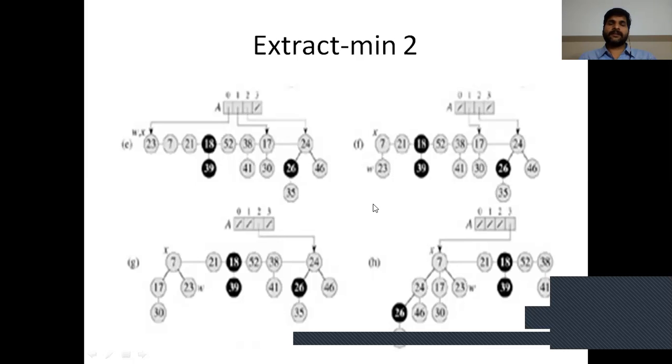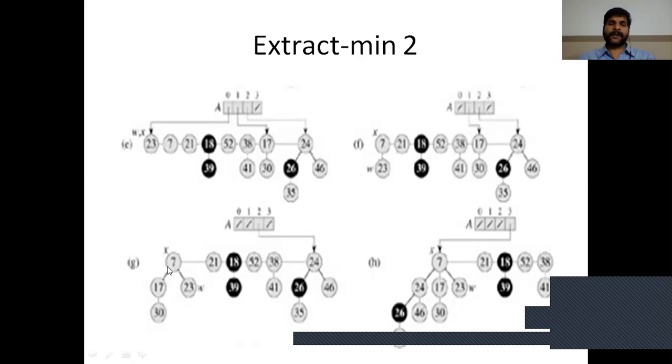After union, we check the degree of 7 equal to 1, and degree 1 is already recorded in the database. We compare the key value. The key of 7 is less than key of 17. So 17 is connected to the left of 7. After union, 7 becomes degree 2, and degree 2 is also already recorded in the database.